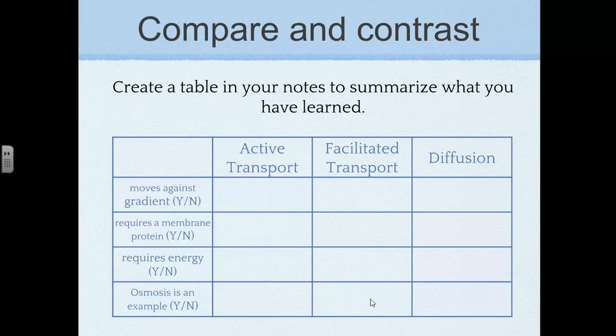Right now in your notes, I would like you to create a table to summarize what you have learned and to fill in columns. We're going to have one column for active transport, one column for facilitated transport and one column for diffusion. And then you're just going to say, does it move against the gradient? Yes or no? Does it require a membrane protein? Yes or no? Does it require energy? Yes or no? And is osmosis an example? Osmosis is the term that we use to describe the movement of water. So I'll let you go back over the video if you need to figure out which one of those three that osmosis is an example of.